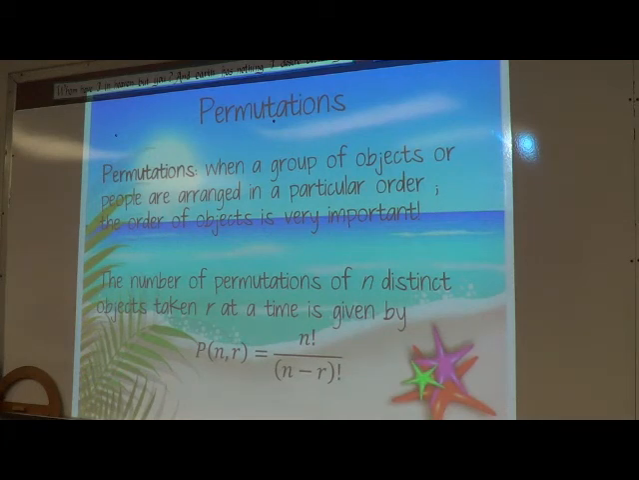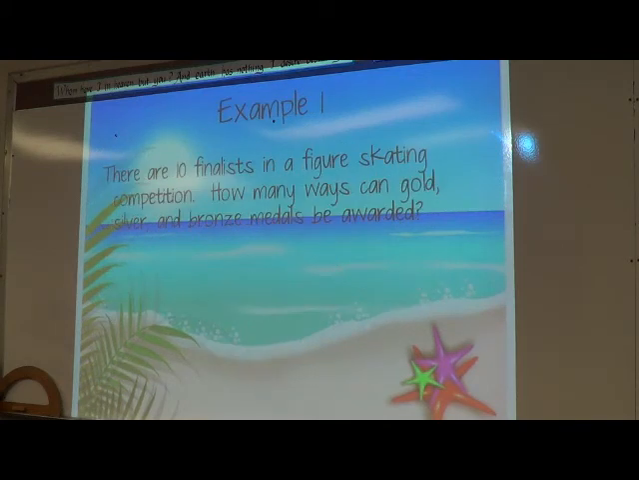So you would take 100 objects, 4 at a time, and figure out how many different arrangements of 4 there are within those 100 people. You could figure out how many different ways we could rearrange 4 people at a time to get 4 officers out of the 100. And it would be a very large number at that point. We're going to reduce that just a little bit to: there are 10 finalists in a figure skating competition. How many ways can gold, silver, and bronze medals be awarded?